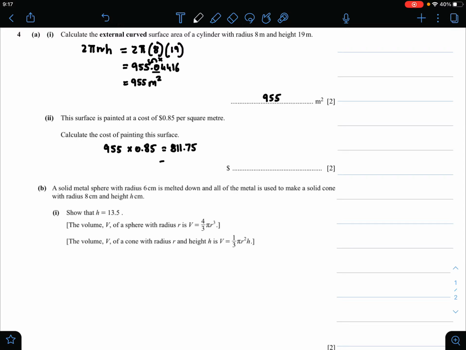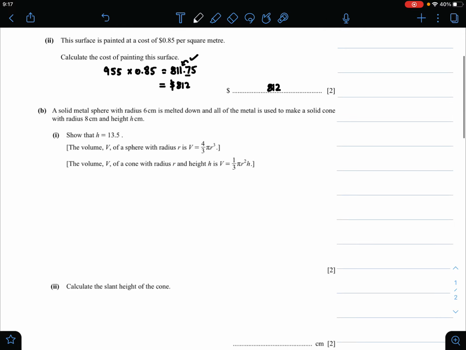$811.75. Since you need to give the answer in three significant figures, your final answer would be $812, because the fourth significant figure, which is 7, is greater than or equal to 5, so it will round off the third significant figure to the next number. Therefore $812 will be your final answer for part A2.